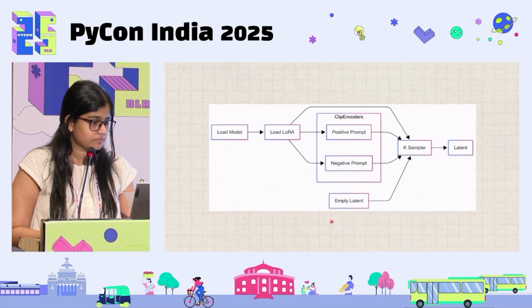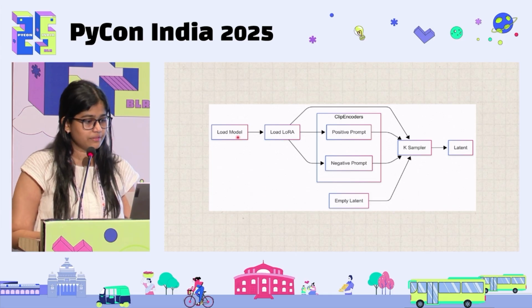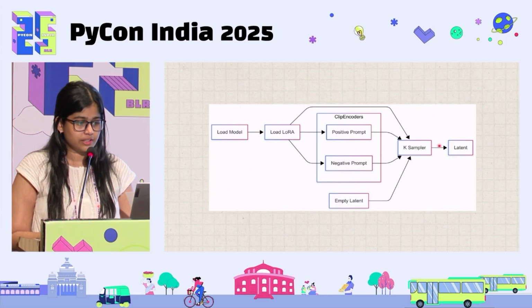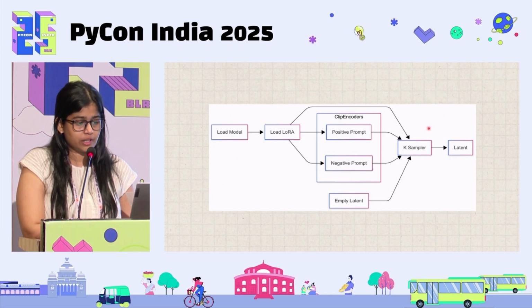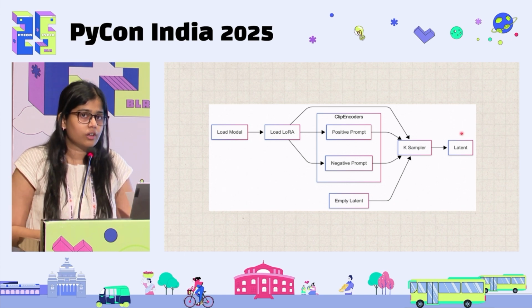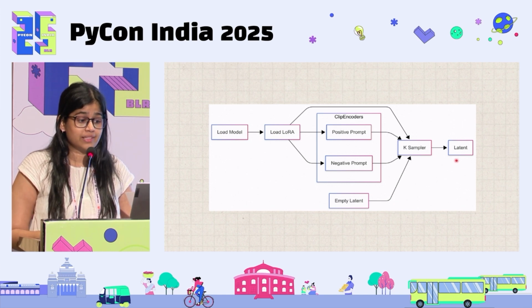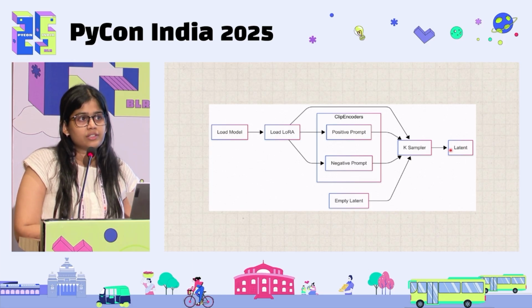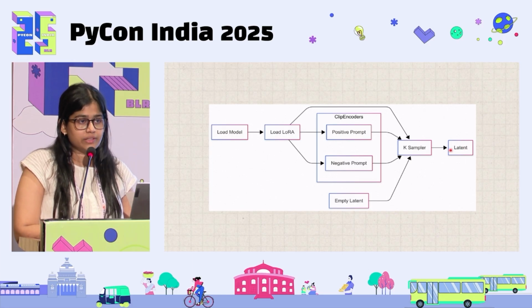So we have all the nodes here. The K-sampler took the input and spit out the output. I told you K-sampler does not spit out an image, but spits out a latent. Why? Diffusion models actually never generate raw pixels.